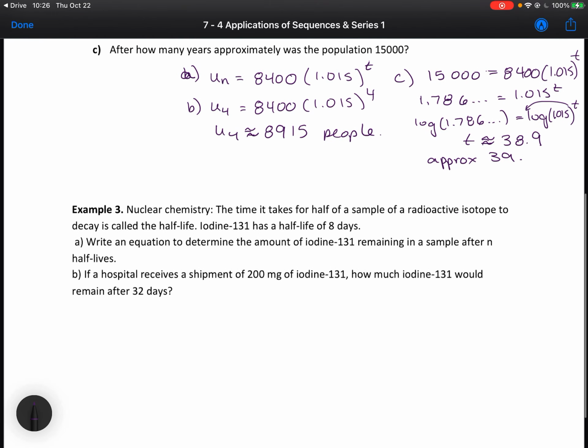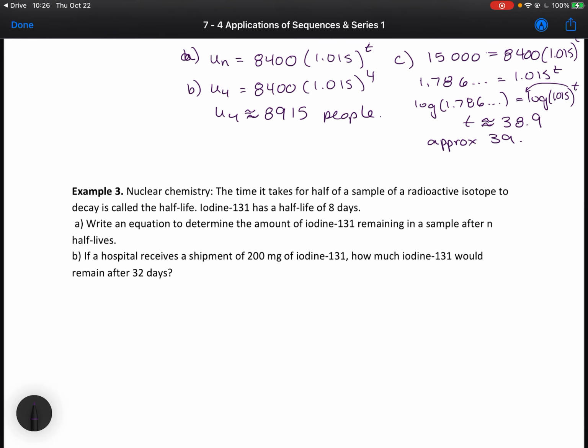Okay. Last one we're going to do is half-life, which is another application of a geometric sequence from nuclear chemistry. The time it takes for half of a sample of a radioactive isotope to decay is called the half-life. Iodine-131 has a half-life of 8 days. Write an equation to determine the amount of iodine-131 remaining in a sample after n half-lives. So because I've got a rate here, I'm decaying by half every 8 days, this one's also geometric. In order to write our general equation, we're going to start off with our general term.